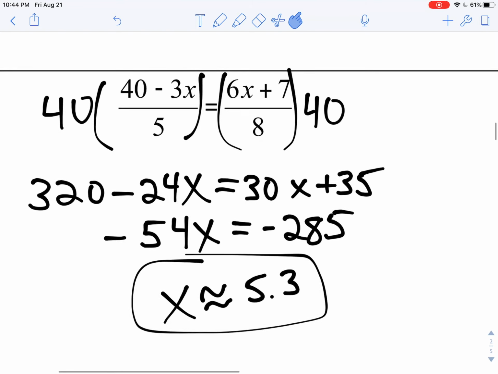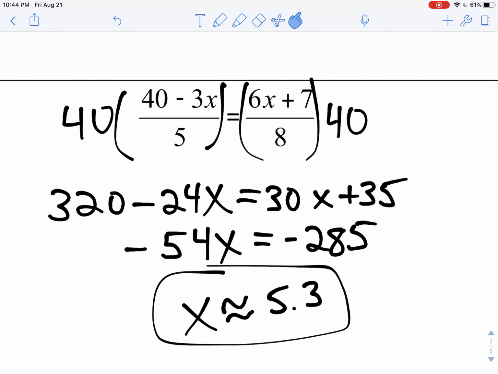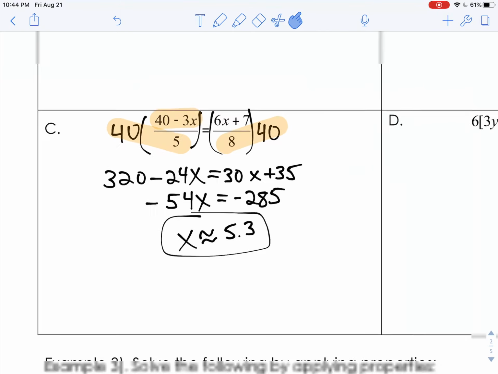Next equation, we don't have the same number on the bottom, but we can find a common denominator. If you take 8 times 5, you get 40. That is the least common multiple of 8 and 5. So we're going to multiply both sides by 40. We have 40 over 5, of course, equals 8. So we're going to end up multiplying these two by 8. 40 over 8 is 5, so we're going to multiply the top by 5 and distribute. Remember, we're distributing through parentheses. And there you can work through. We don't get a nice answer. We get x is approximately 5.3. Not all answers are whole numbers.